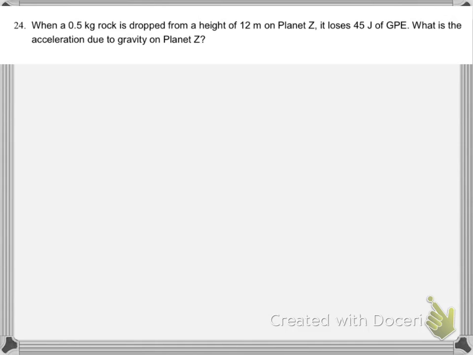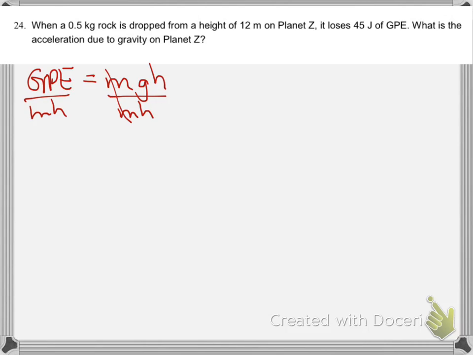And lastly, number 24. When a 0.5 kilogram rock is dropped from a height of 12 meters on planet Z, it loses 45 joules of GPE. What is the acceleration due to gravity on planet Z? So here they are looking for our g term. So if we have GPE equals mgh, they are looking for what g, or gravity, is on this planet Z. So to find that, we need to divide by mh on both sides, and if we divide by our mass and our height, we can solve for g.